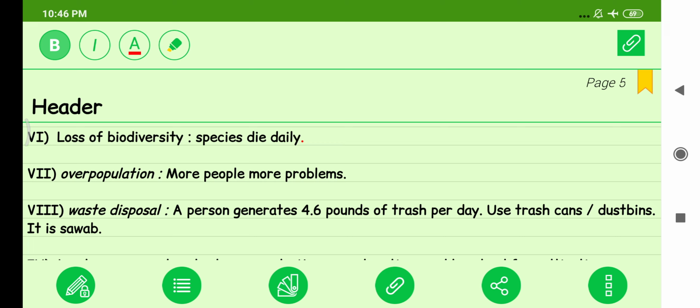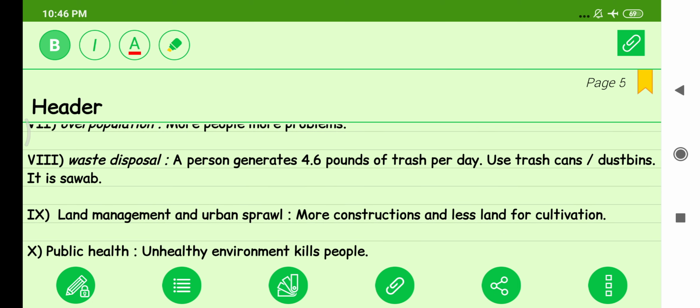Next is waste disposal. A person generates 4.6 pounds of trash per day, and if he generates trash, he doesn't have to, or she doesn't have to leave that trash on roads, parks, here and there. We have to use trash cans, dustbins. It is good. It is a job of swab.